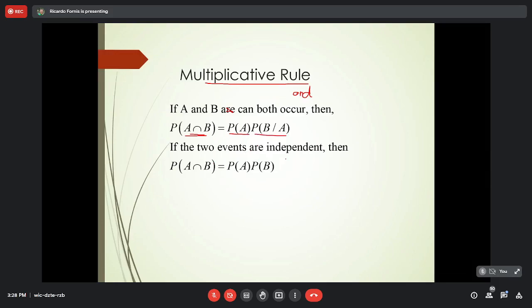If the two events are independent, then the probability of A intersection B is probability A times probability B.